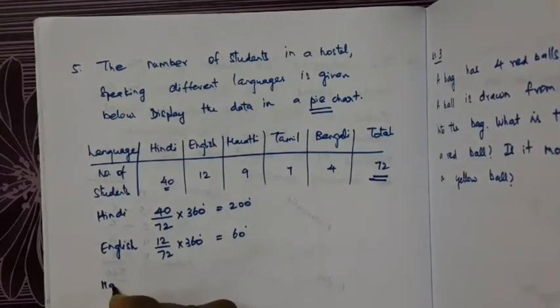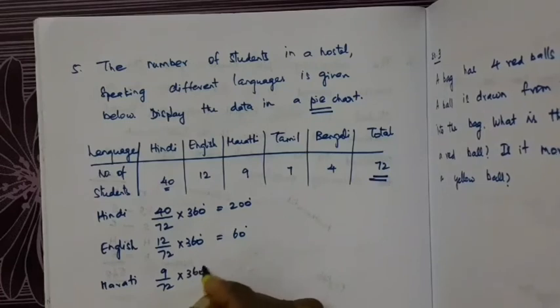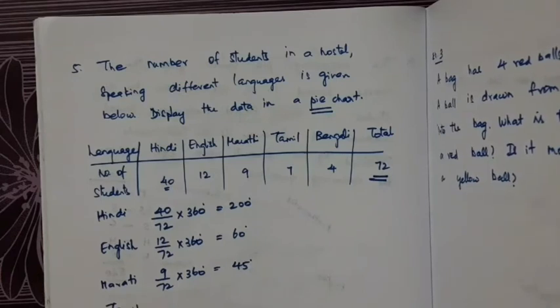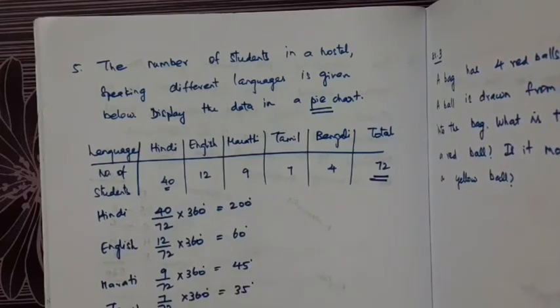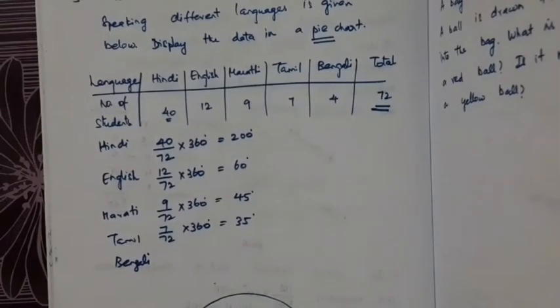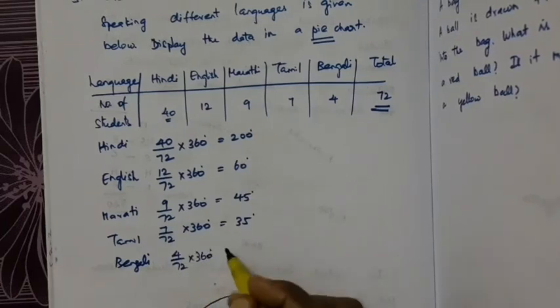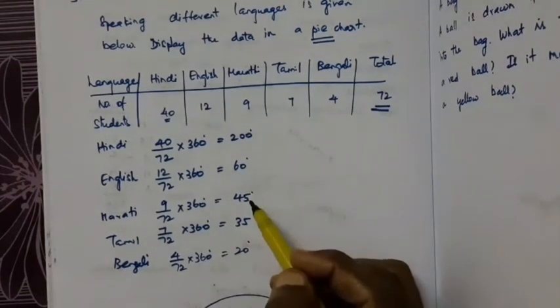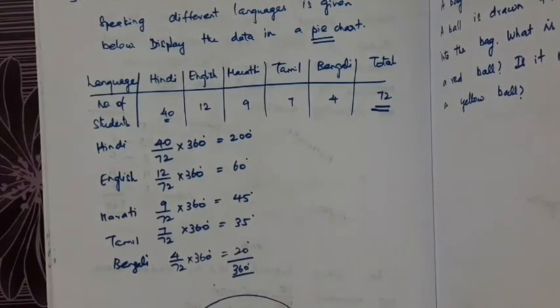The next is Marathi, which is 9 divided by 72 multiplied by 360, which is 45 degrees. The next is Tamil, 7 by 72 multiplied by 360, which is 35. This is Bengali, which is 4 by 72 multiplied by 360, that is 20 degrees. If you add 200 plus 60 plus 45 plus 35 plus 20, you should get the total 360 degrees. Then only it is correct.